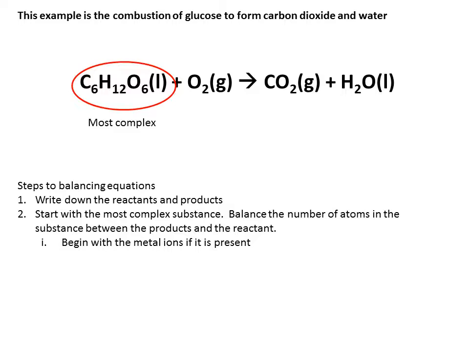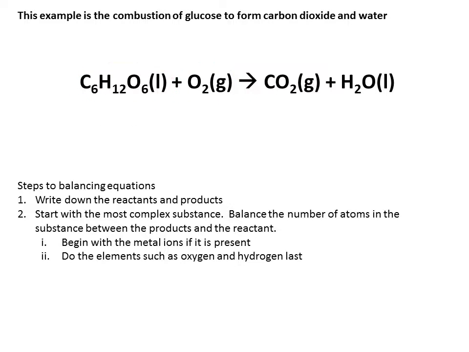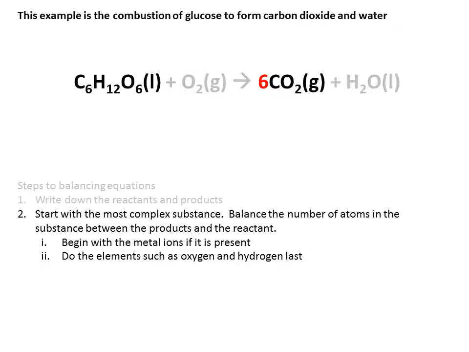And to start with this, we first make sure we identify the most complex compound, and in this case it's glucose. Sometimes they can also be metal ions, so keep that in mind too. But now glucose is the most complex compound that we're dealing with. Elements such as oxygen or hydrogen, we save for last, because they're the easiest ones to change the number of atoms for. So what we're going to do is start balancing the most complex one.